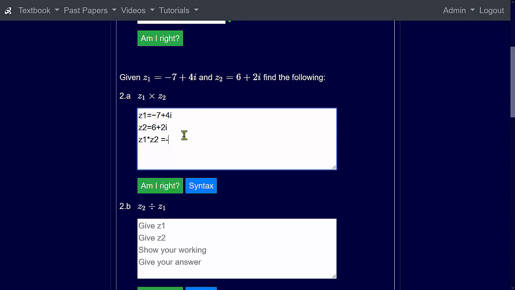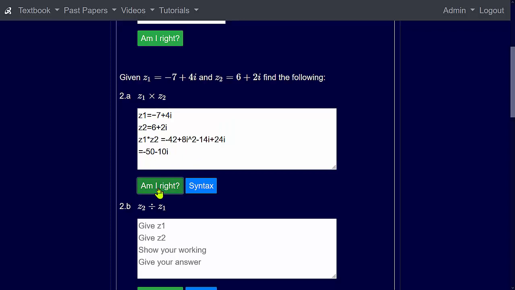So we've got minus 7 times 6, that's going to be minus 42, and then we've got 4i times 2i, so that's going to be plus 8i squared. Then we've got minus 7 times 2i, so that's minus 14i, and we've got 6 times 4i, so that's plus 24i. And 8i squared: i squared is equal to minus 1, so 8i squared is minus 8. So minus 42 minus 8 is minus 50. And then minus 14i plus 24i, so that's obviously minus 10i.